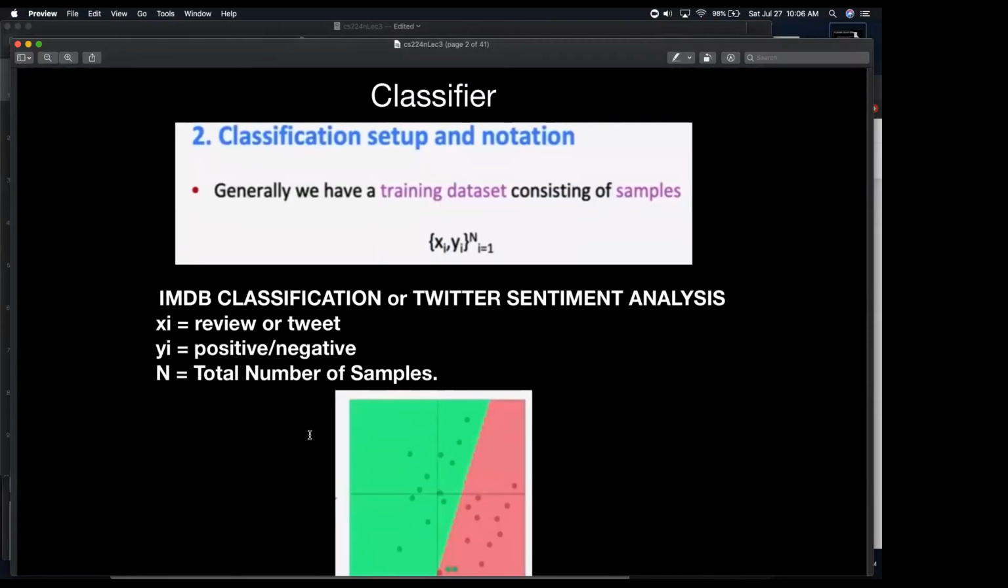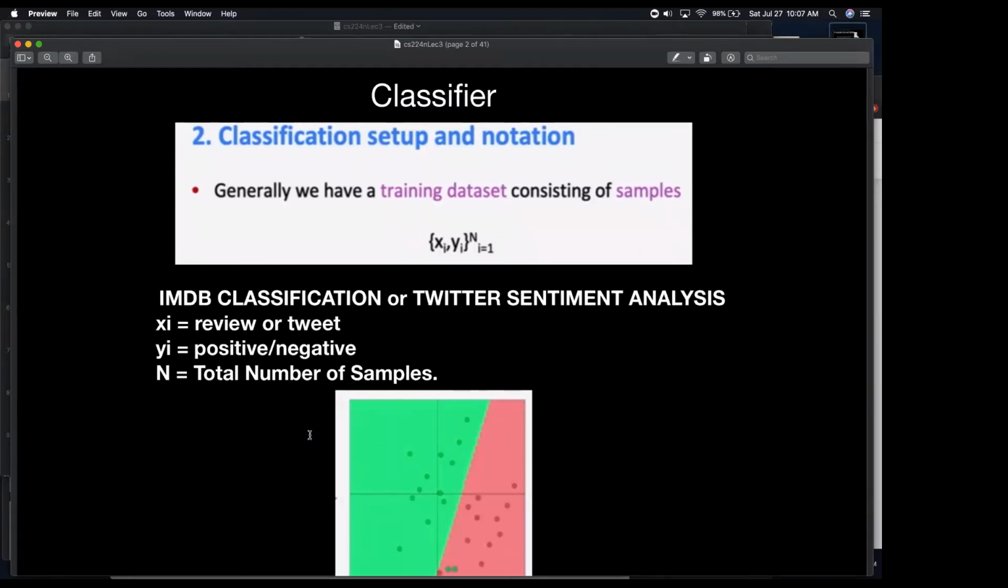So let's start. A classifier, setting up what the problem statement is. You're given a training data set. We have already seen this. You have a bunch of xi's and a bunch of yi's, and in the setup of a classification, usually yi belongs to a certain class. So it's not like a regression problem where you're trying to predict a continuous value.